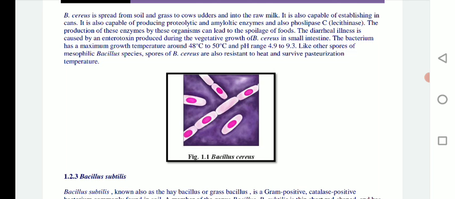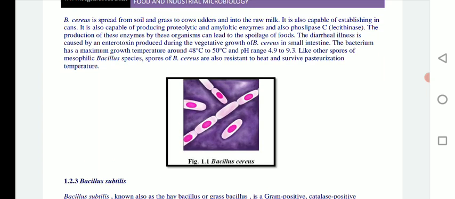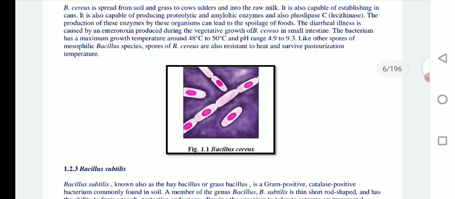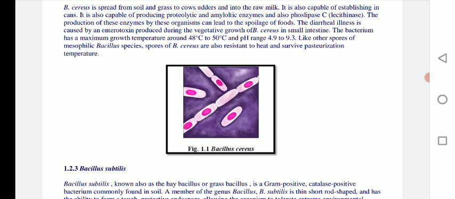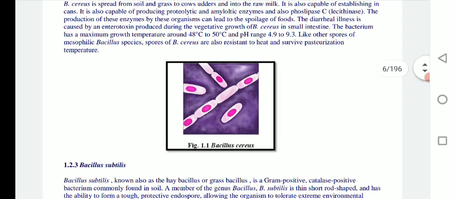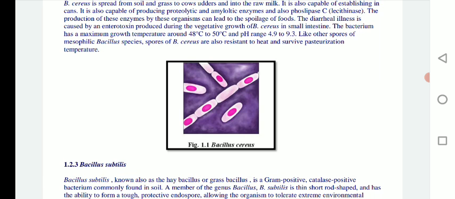The bacterium has maximum growth temperature around 48 to 50 degrees Celsius, and its pH range is 4.9 to 9.3. Like other mesophilic spore-forming Bacillus species, spores of Bacillus cereus are resistant to heat and survive after pasteurization temperature. So this is the overall detail regarding Bacillus cereus. Here you can show the picture of Bacillus cereus. It is a spore forming bacteria and it causes diarrheal infection in persons who consume food contaminated with it. The diarrheal infection is due to enterotoxin produced by Bacillus cereus, and it has a growth temperature of around 48 to 50 degrees Celsius and a pH range of about 4.9 to 9.3.